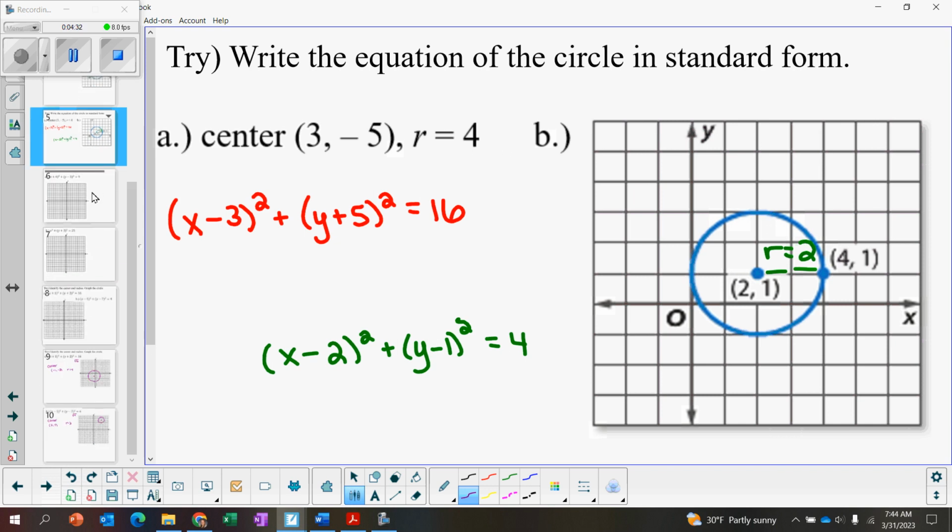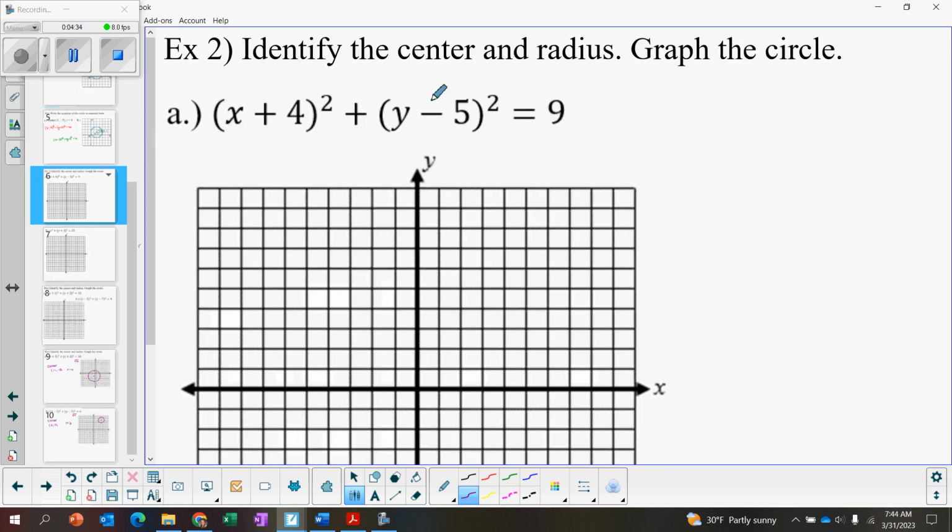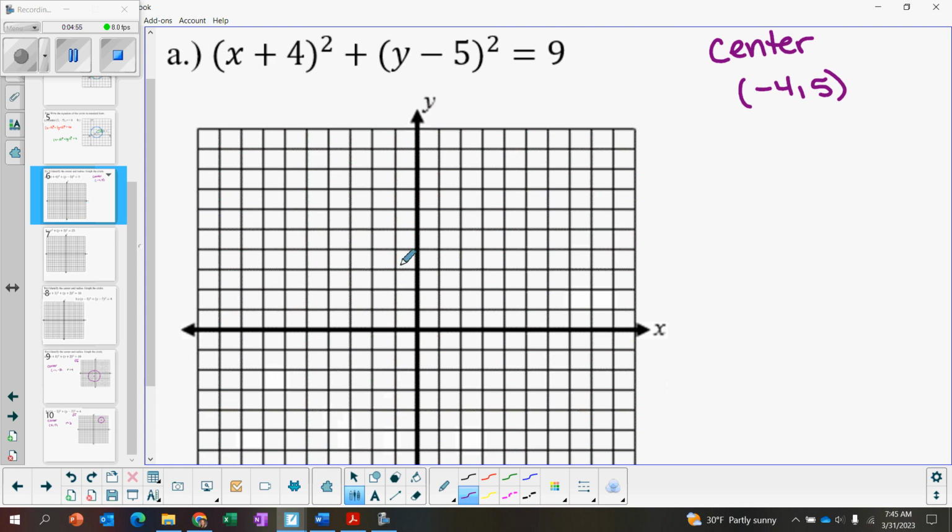Now we're going to work backwards. We are given the equation, and we want to identify the center and the radius so that we can graph it. Taking the center, we take the opposite signs of both of these numbers. So it's going to be negative 4 and positive 5, which on my graph I can plot. Go back 1, 2, 3, 4, up 1, 2, 3, 4, 5.